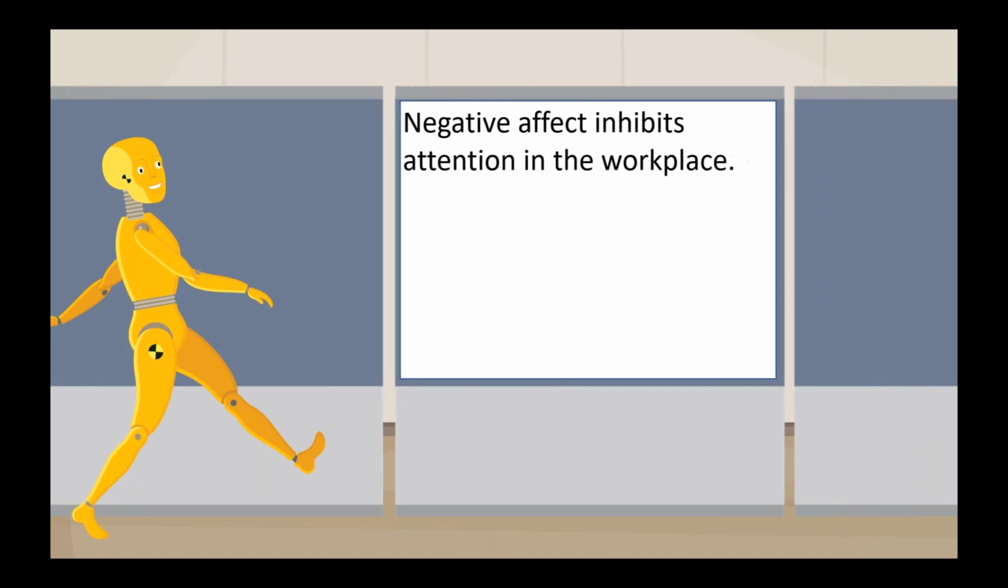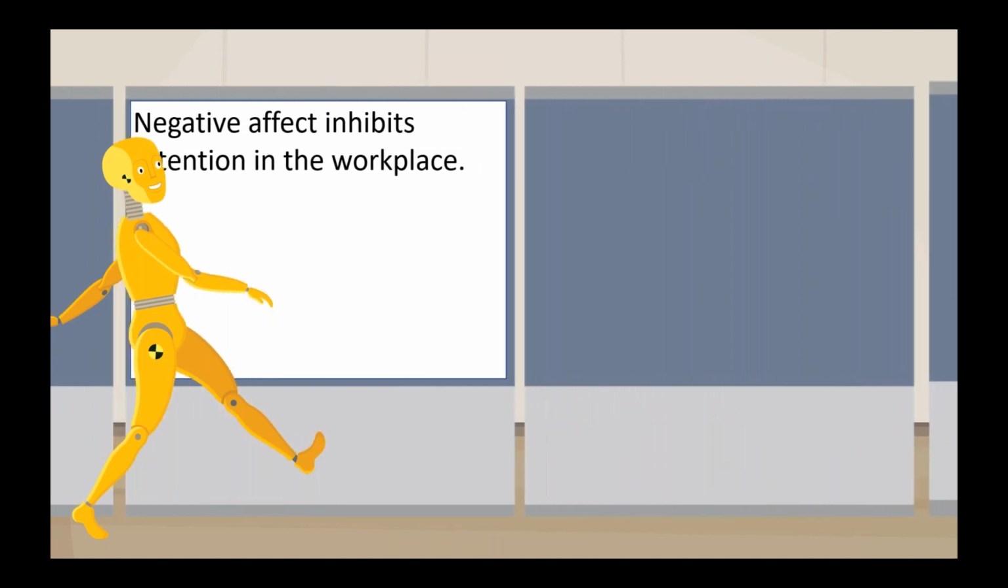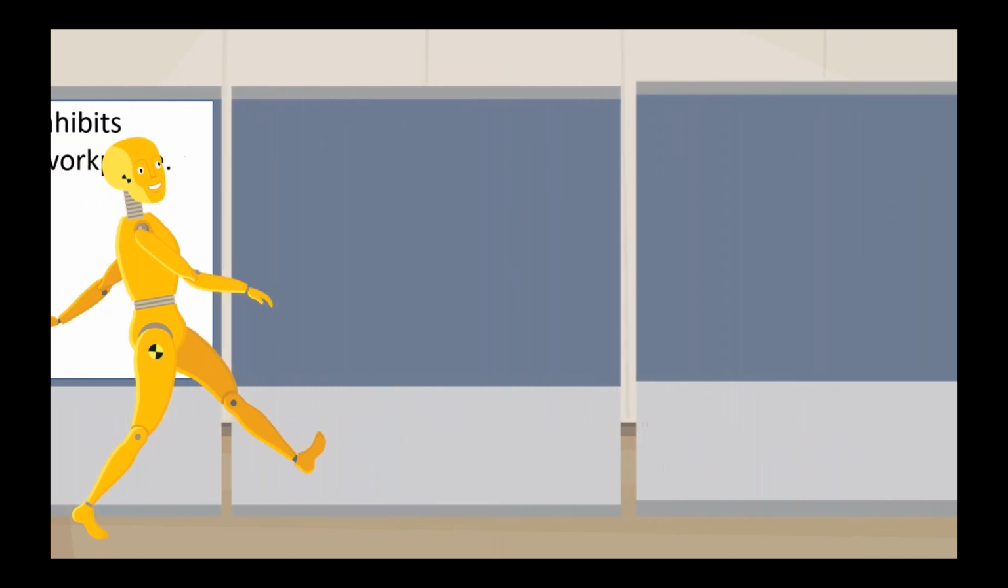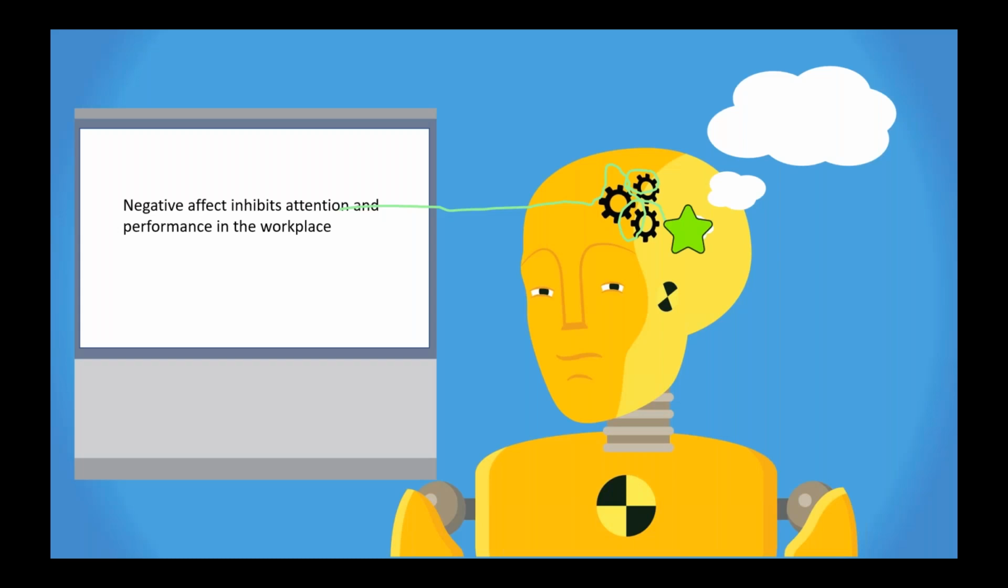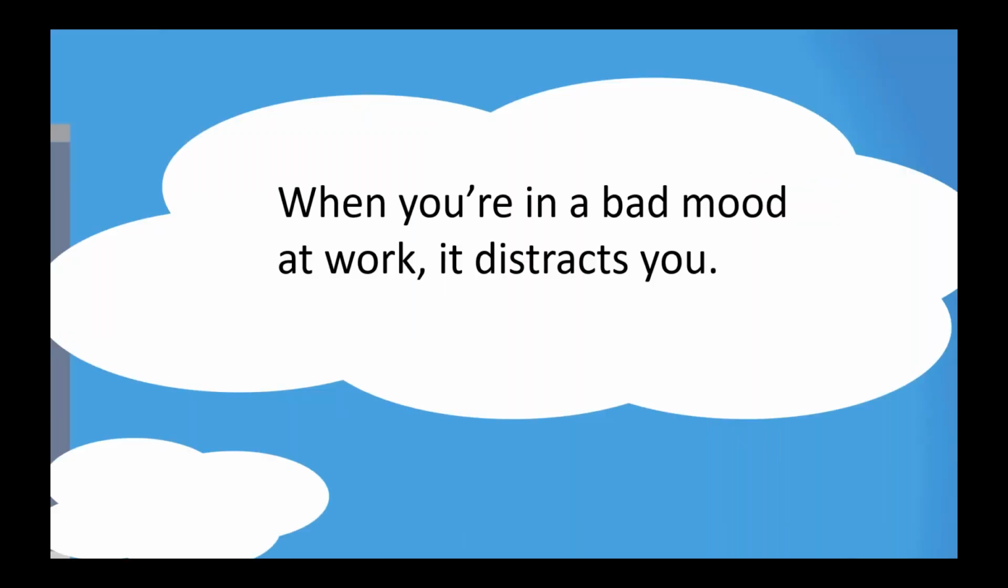We start with our main finding here: negative affect inhibits attention in the workplace, which you're like, okay, I read that in 5 seconds, but I don't totally know what it means, right? You're having to sort of translate in your head. You're like, well, what does negative affect mean? You're like, okay, I guess that kind of means when you're in a bad mood at work, it distracts you, which is exactly what it means.